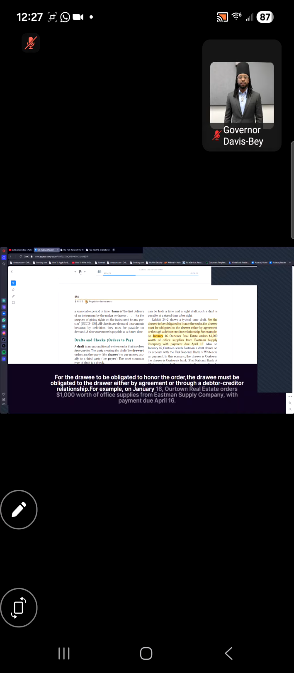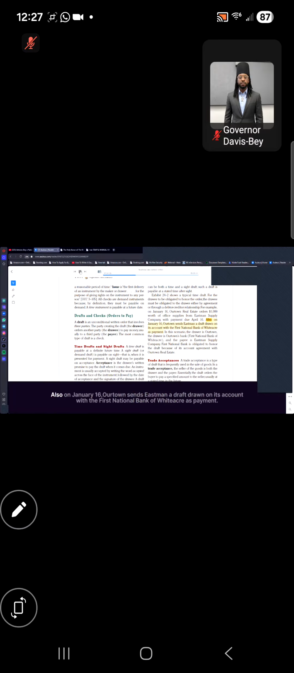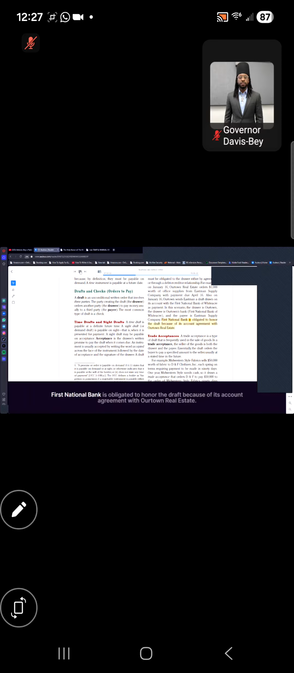For example, on January 16, Our Town Real Estate orders $1,000 worth of office supplies from Eastman Supply Company, with payment due April 16. Also on January 16, Our Town sends Eastman a draft drawn on its account with the First National Bank of Whiteacre as payment. In this scenario, the drawer is Our Town, the drawee is Our Town's bank, First National Bank of Whiteacre, and the payee is Eastman Supply Company. First National Bank is obligated to honor the draft because of its account agreement with Our Town Real Estate.